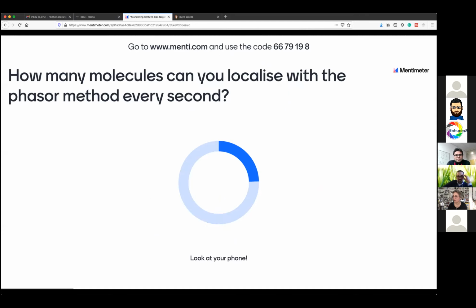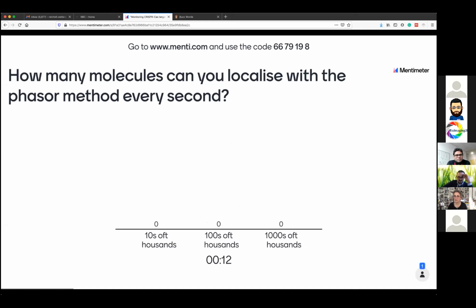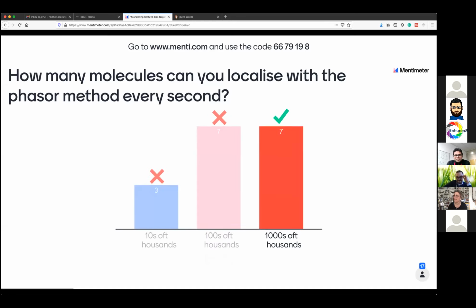How many molecules can you localize with the phasor method every second? I hope you listened carefully and I didn't make any mistake on this one. You have 6, 4, 5, 3, 2, 1 seconds. Let's see how you were listening. This is interesting. A few people underestimated how many: thousands. I just copied it, actually. Sometimes Mentimeter scrambles the text, but I think it was clear and the number is really the crucial part. It wasn't a trick question. Yeah, millions.